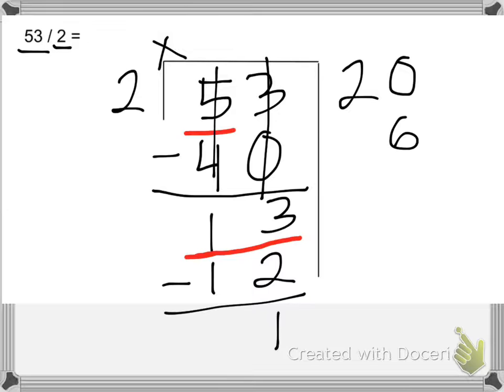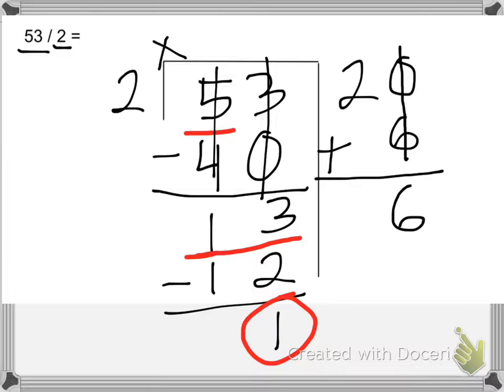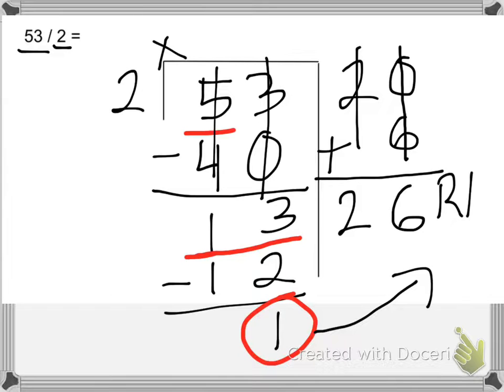Okay, now I'm going to ask myself one more time, can 2 go into 1? No, it can't, so that makes the 1 my remainder. And I'm going to circle it so I don't forget about it. Last step is to add my 20 plus 6. 0 plus 6 equals 6. 2 plus nothing equals 2. And I have a remainder of 1.